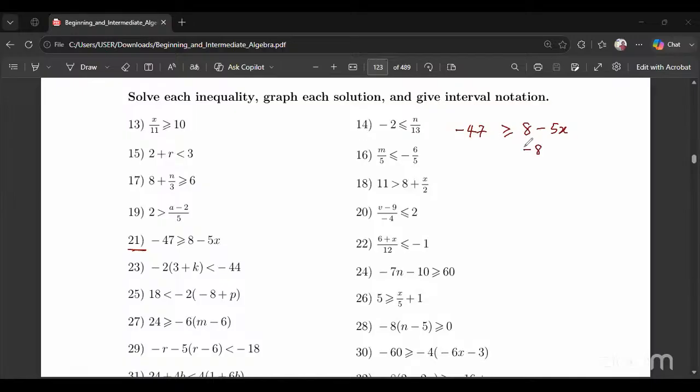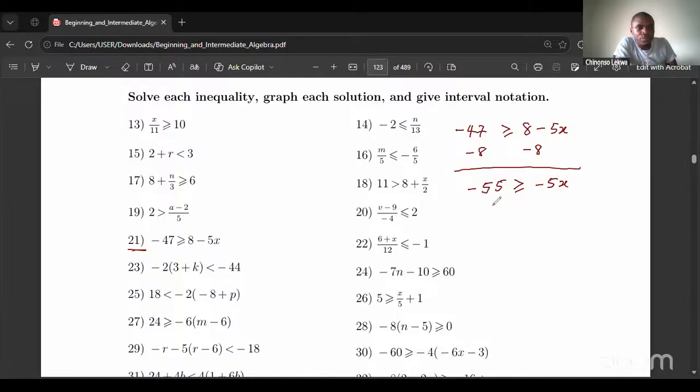So I'm going to subtract 8 from both sides. Subtracting 8 from both sides does not affect the inequality. It's only when you're multiplying or dividing both sides by a negative. So when you do that, you'll have negative 5x on the right-hand side, and negative 47 minus 8 gives negative 55. So I have negative 55 is greater than or equal to negative 5x.